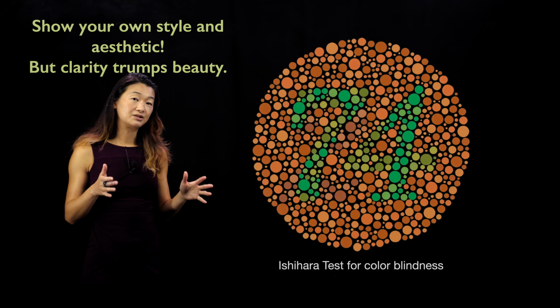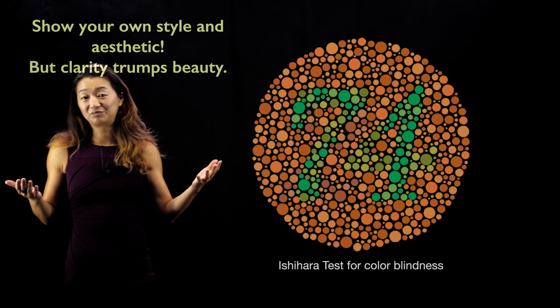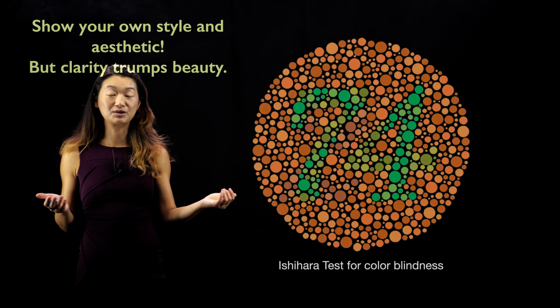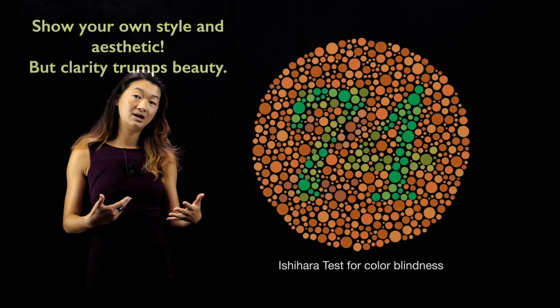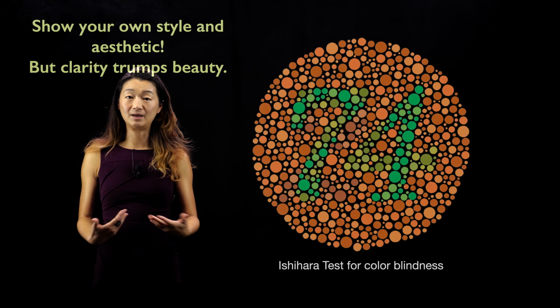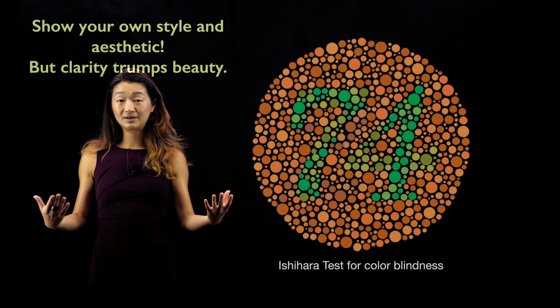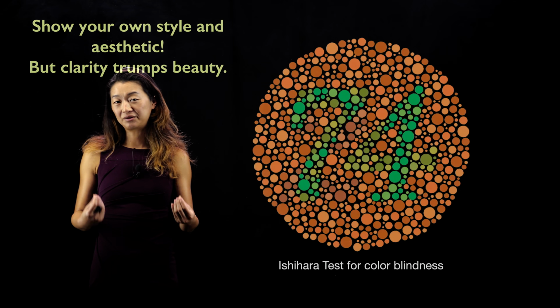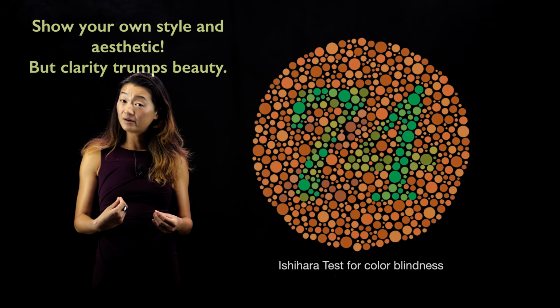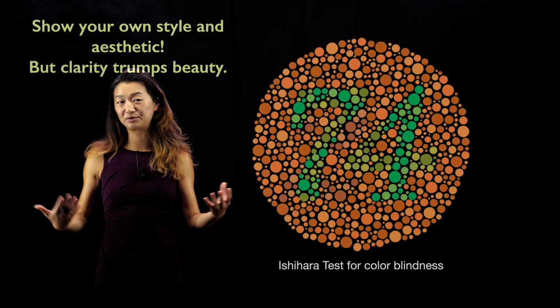So what we want to do is not just lose people. I definitely don't want to make a plot that loses 1 in 20 people so that they can't see it, right? So if I'm designing especially a new color map, I want to make sure that it is as accessible as possible to as many people as possible. Because at all times, even though we're trying to show our own style, show our own aesthetic, clarity trumps beauty. I would rather it be clear and communicative rather than beautiful because it looks like Wes Anderson or whatever it is.